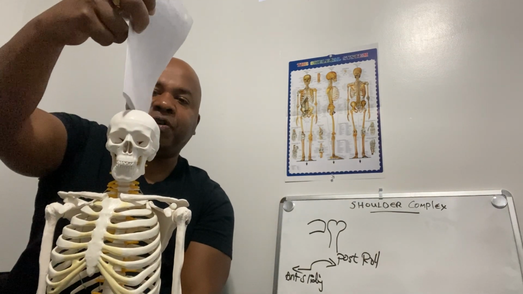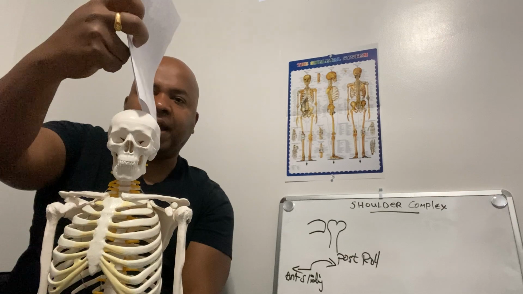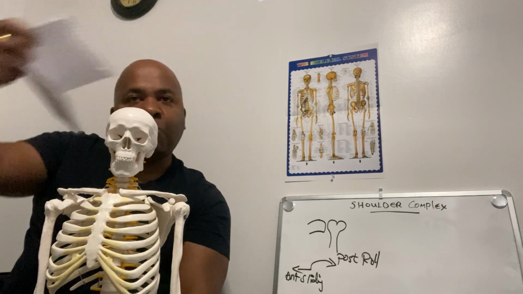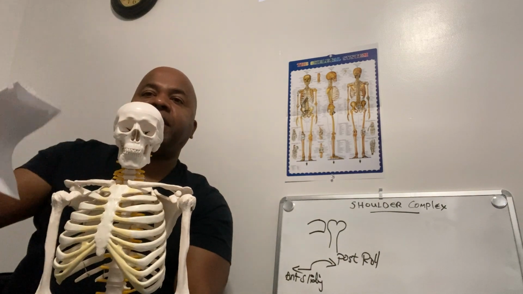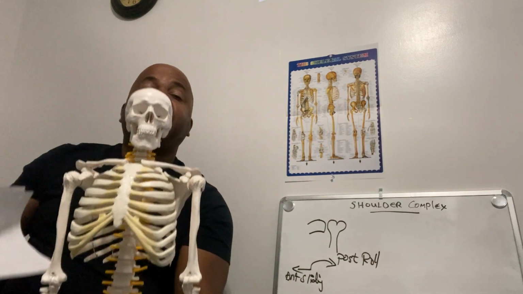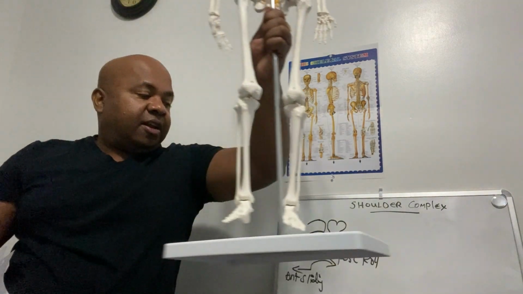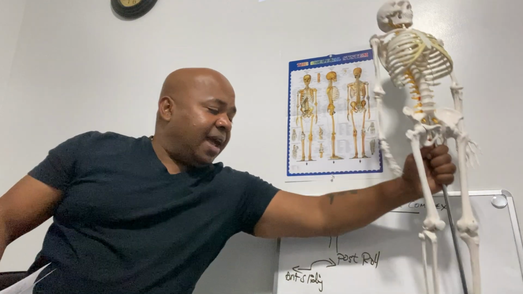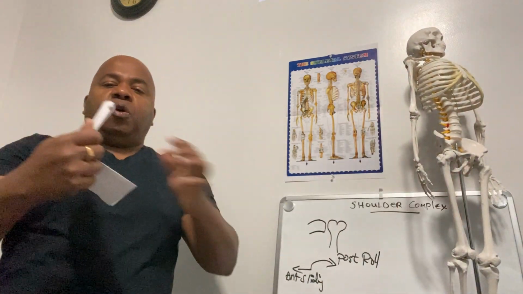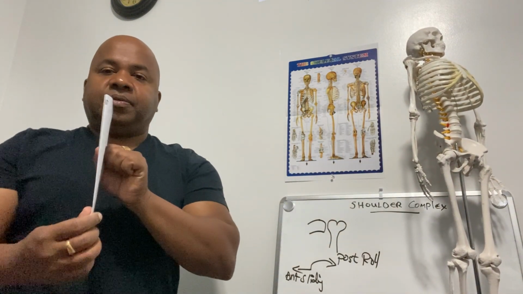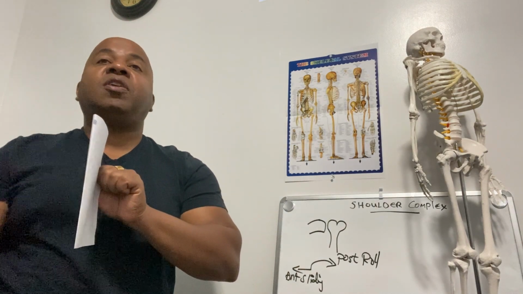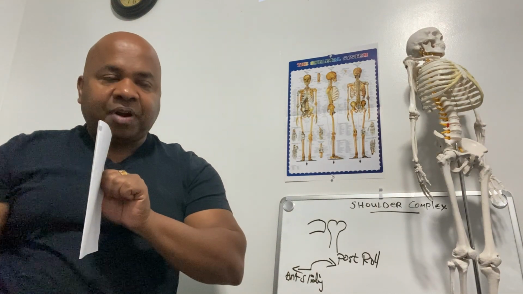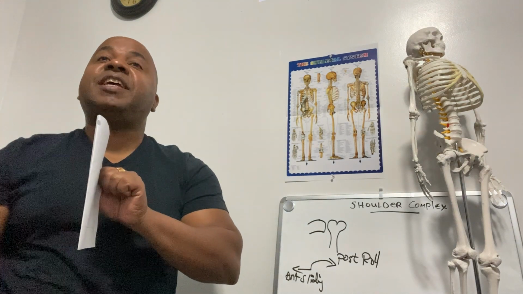If you insert this paper like this downwards, what happens to this skeleton? This skeleton can be divided into two halves, a right half as well as a left half. And so the plane will be like this. The plane which divides the body into right and left halves is called the sagittal plane.